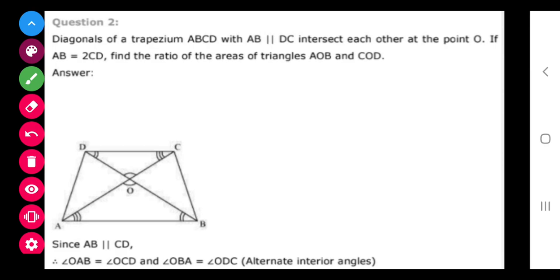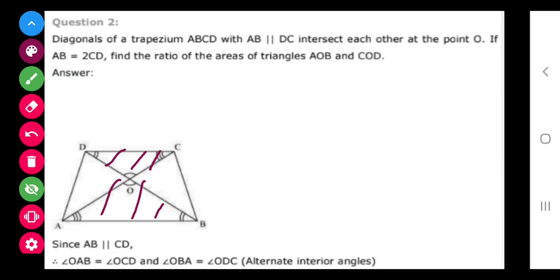Now class, next question. Diagonals of a trapezium ABCD with AB parallel to CD intersect each other at O. If AB is equal to twice CD, find the ratio of the areas of AOB and COD. So class, this triangle is similar to this triangle. Why? Because this is parallel to this, so this angle is equal to this angle, that is angle B and D. Angle A is equal to angle C, and these are opposite angles. So by AAA, you can say that this triangle is similar to this triangle.